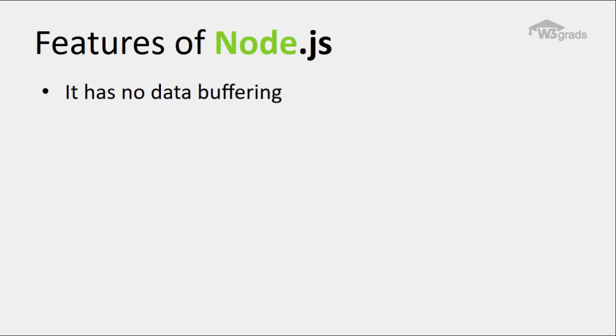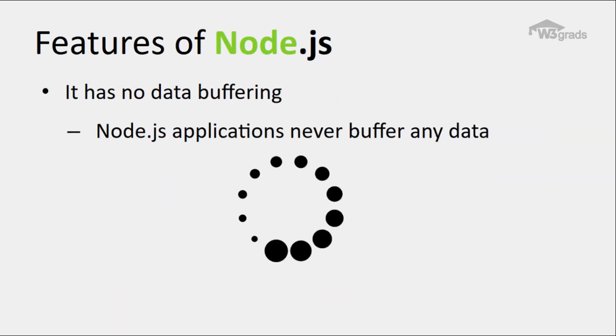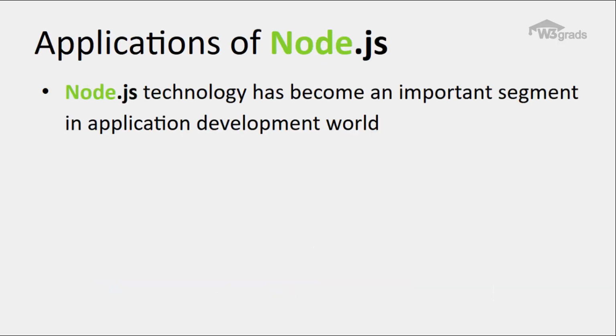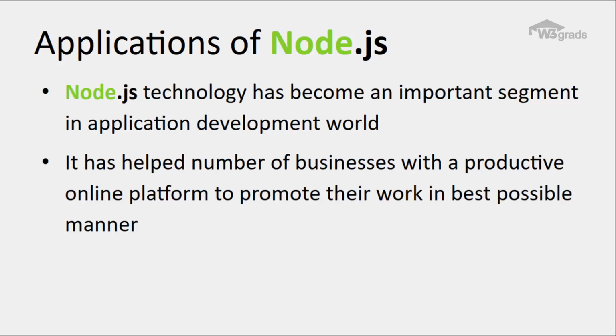It has no data buffering. Node.js applications never buffer any data. These applications simply output the data in chunks. Node.js technology has become one of the important segments in the world of application development, as it has helped a number of businesses, with a productive online platform, to promote their work in the best possible manner.